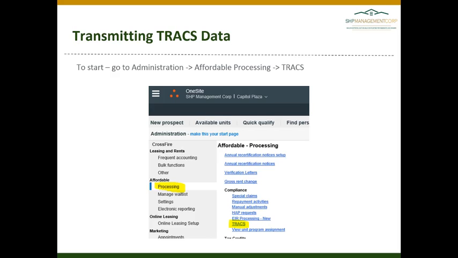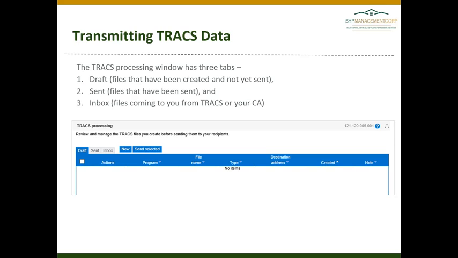So to start, you will go to Administration and Affordable Processing, and under the Compliance section, you should see a blue underlined link that says TRACS. The TRACS processing window has 3 tabs: Draft, which are files that have been created and not yet sent; Sent, which is files that have been sent; and Inbox, the files coming to you either from TRACS or your CA.